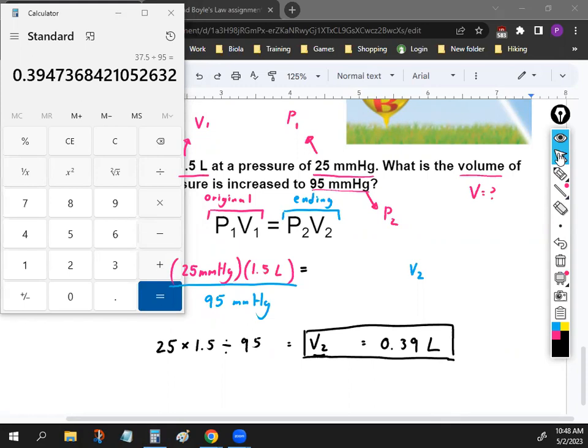And that's how you do basically all of the Boyle's law problems for your assignments today.